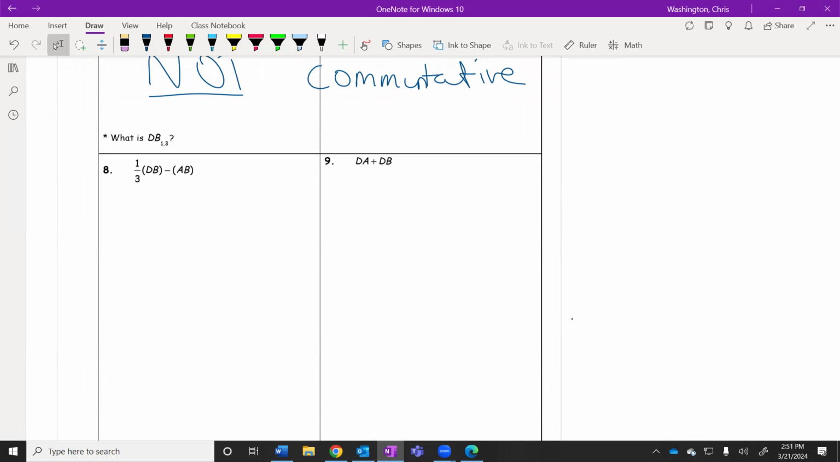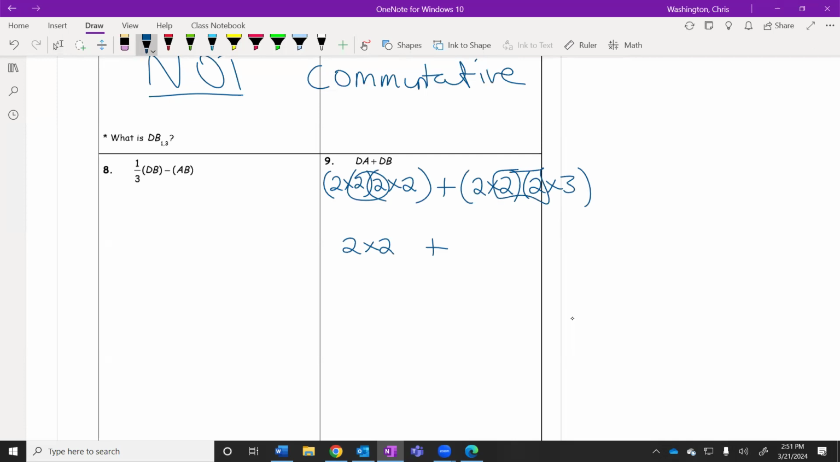So the dimensions of matrix D. D is a 2 by 2 matrix. A is a 2 by 2 matrix. So if we multiply D times A, we get a 2 by 2 matrix. And then we're trying to add that to D times B. D is a 2 by 2 matrix. B is a 2 by 3 matrix. We can multiply D times B because the columns and the rows are equal, and we end up with a 2 by 3 matrix. Can we add a 2 by 2 matrix and a 2 by 3 matrix together? No, we cannot add 2 by 2 and 2 by 3. So number 9 is actually not possible.